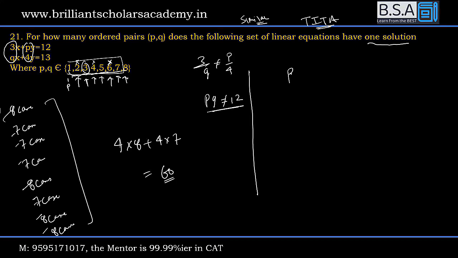उल्टा कर दो. P into Q को 12 कर दो. So 2 into 6, 6 into 2 can be 12. 3 into 4, 4 into 3 can be 12. ये 4 cases नहीं चाहिए.